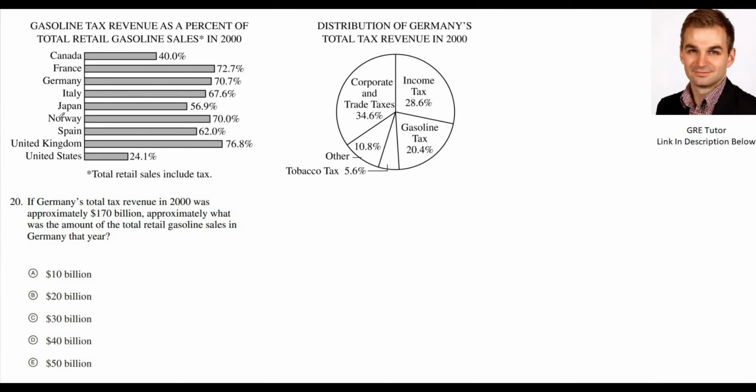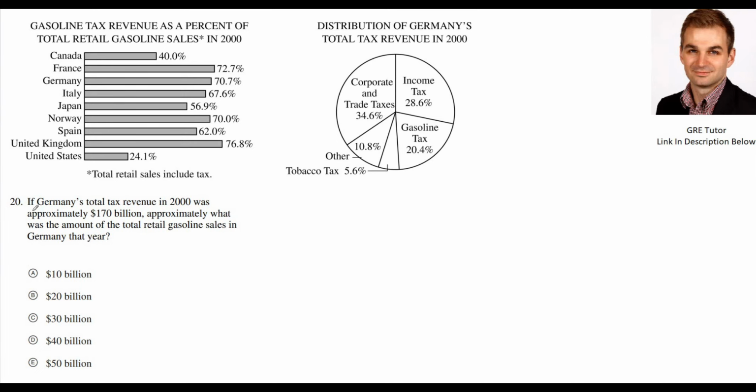Okay, great. So, this problem is talking about trying to interpret graphs and charts and the information inside those graphs and charts. We've got 2 charts here, one on the left, one on the right. The first one is talking about gasoline tax revenue as a percent of the total retail gasoline sales in 2000. The second one is talking about the distribution of specifically Germany's total tax revenue in 2000. So you can see Germany is a part of this chart on the left, and this is just giving a lot more information about Germany here on the right.